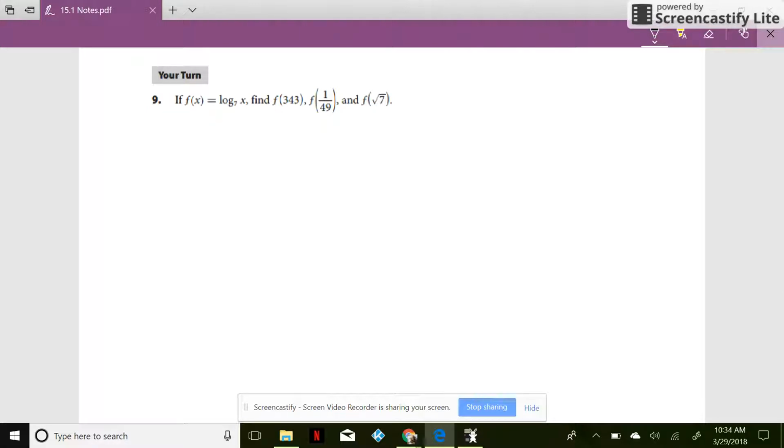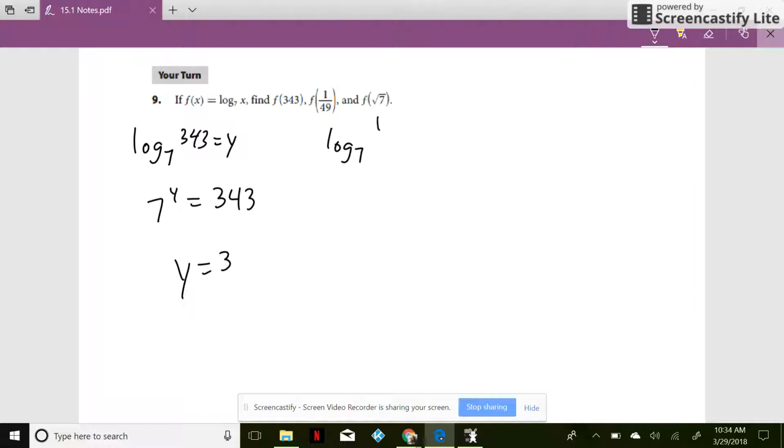So here we're dealing with log base 7. We're going to have log base 7 of 343 is equal to y. Circle the wagon, 7 to the y is 343. You can check on your calculator, you'll find that y is equal to 3.